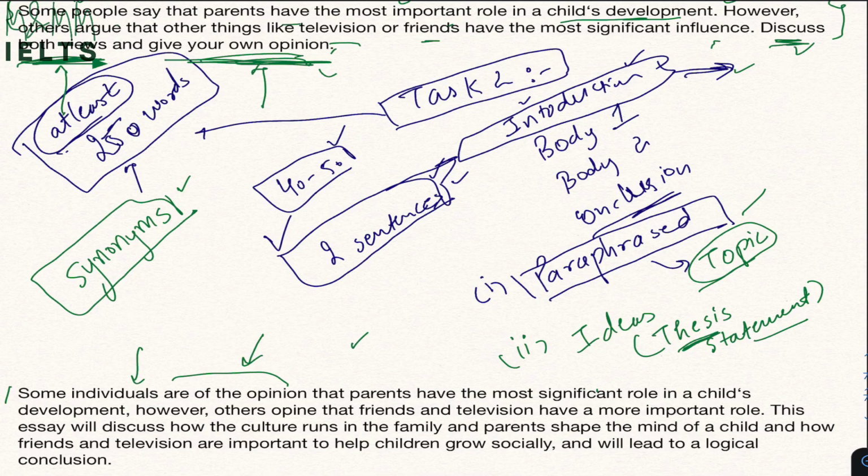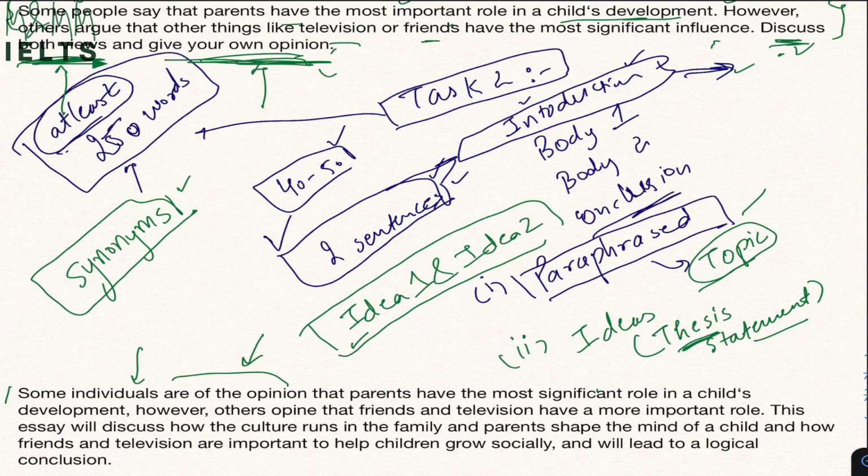If an essay is a problem and solution essay, you basically give two ideas. One idea would be your problem, another idea would be the solution for that. In this case, if the essay is discuss both views, you still have to give both of the ideas, idea 1 and idea 2. But in this case, one idea would relate to the first sentence, which is parents have the most important role, and the second idea would relate to television or friends having the most significant influence.